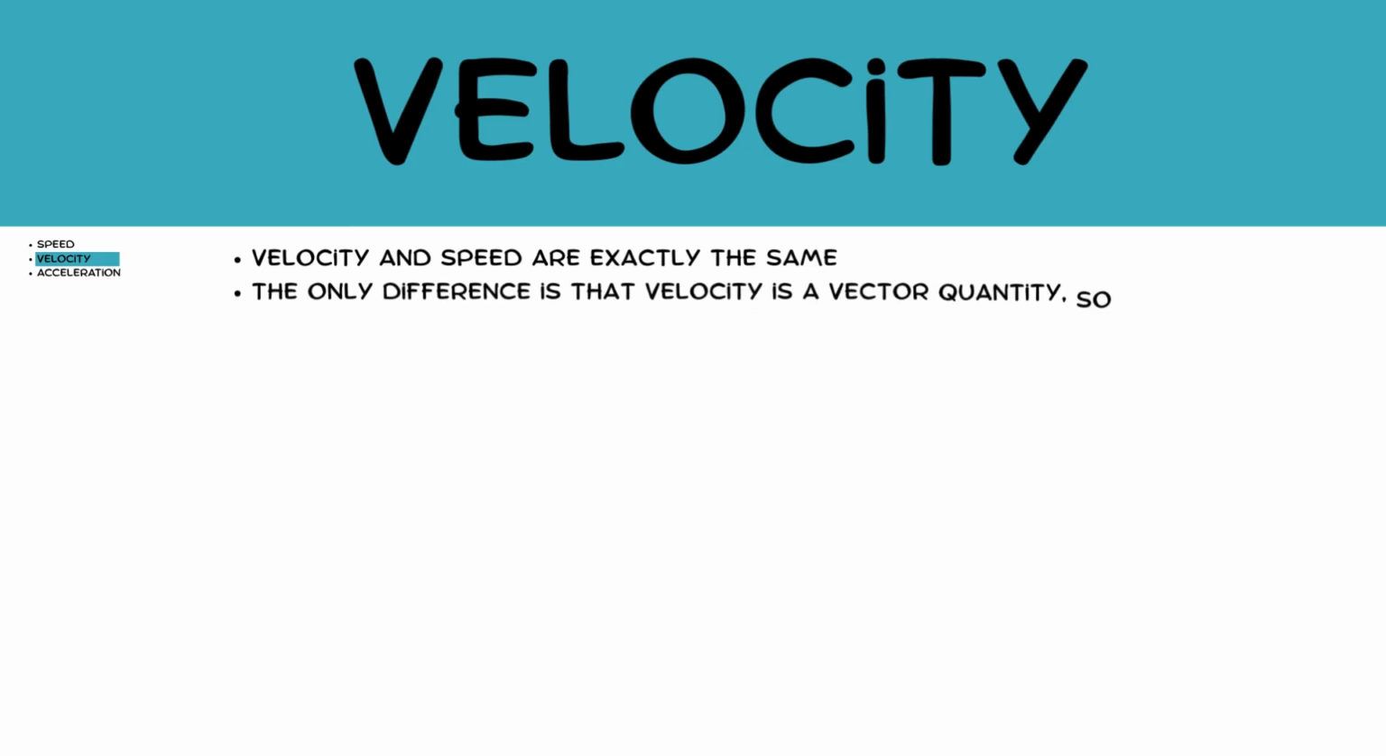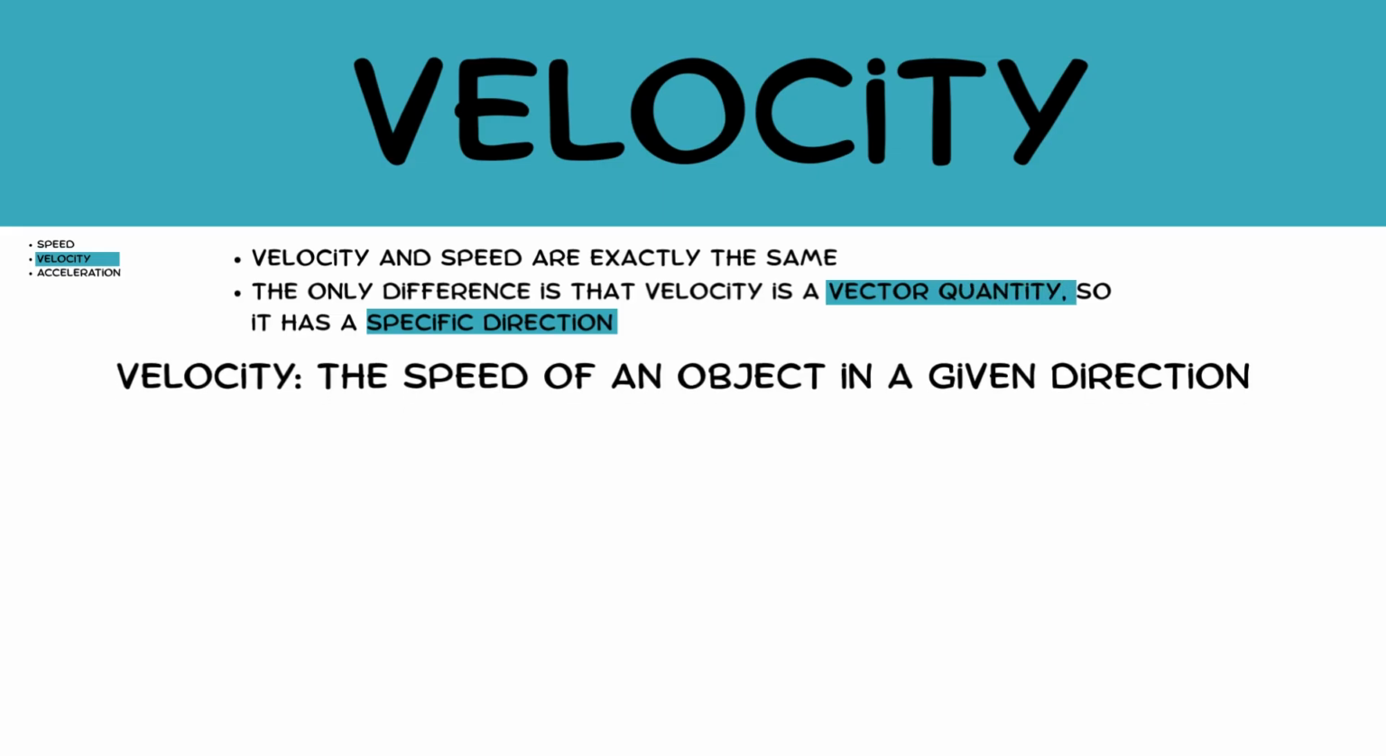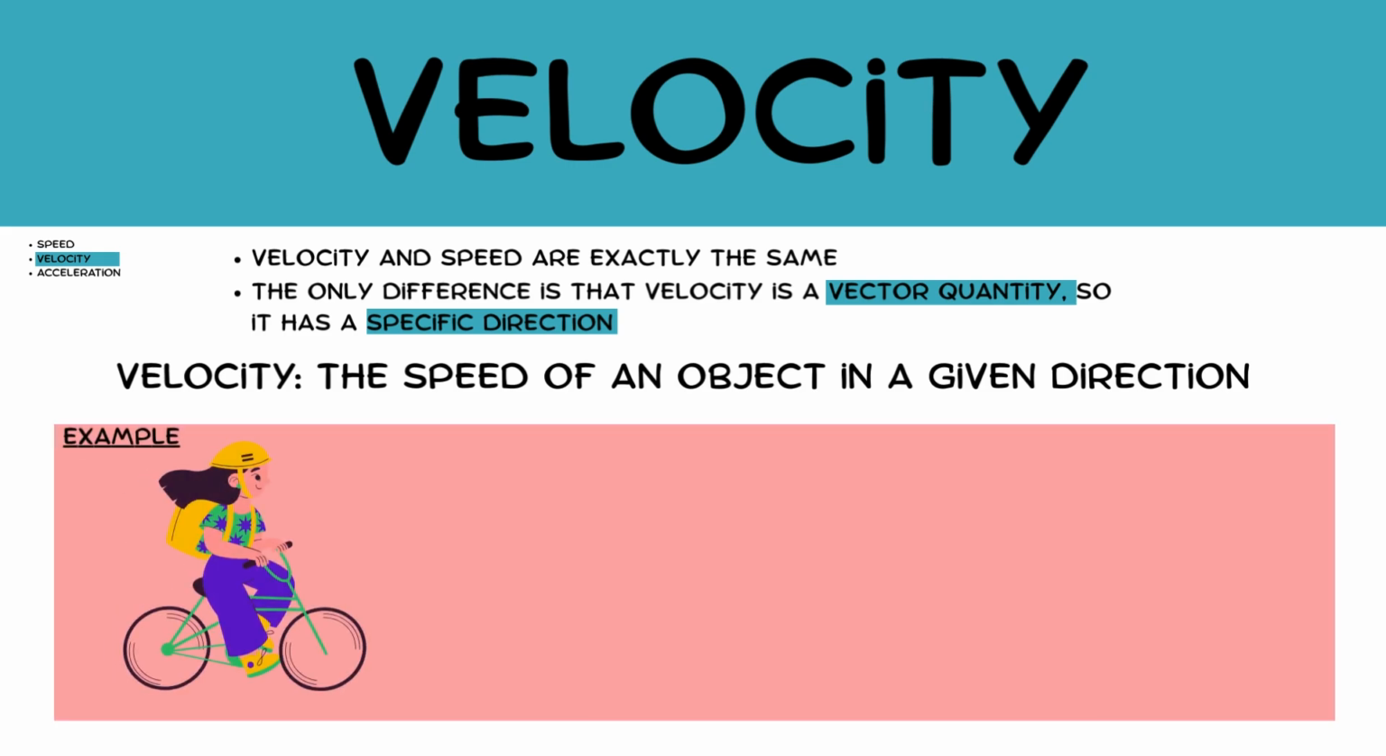Velocity, on the other hand, is exactly the same as speed, but instead, it has an element of direction, as it is a vector quantity. Therefore, velocity is the speed of an object and the direction in which it travels. For example, a cyclist might have a velocity of 10 meters per second due east. On paper, this velocity would look like this using arrows.